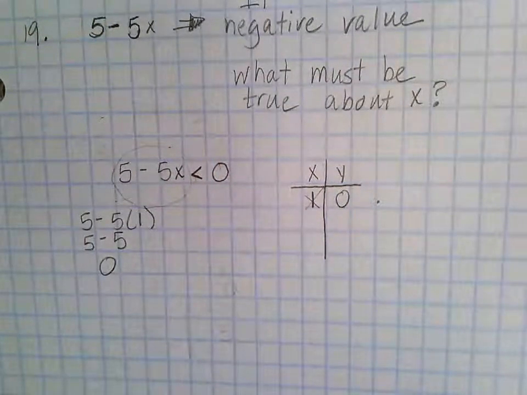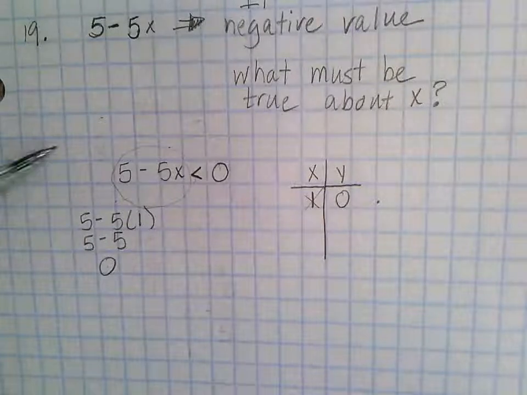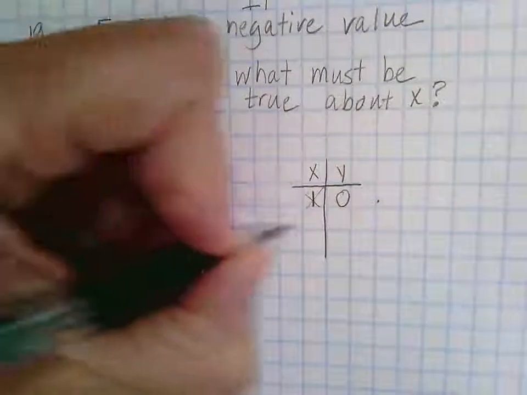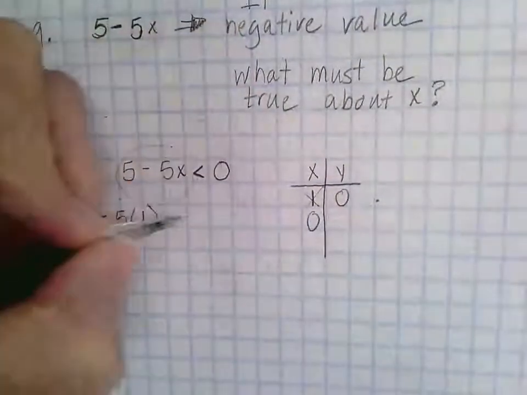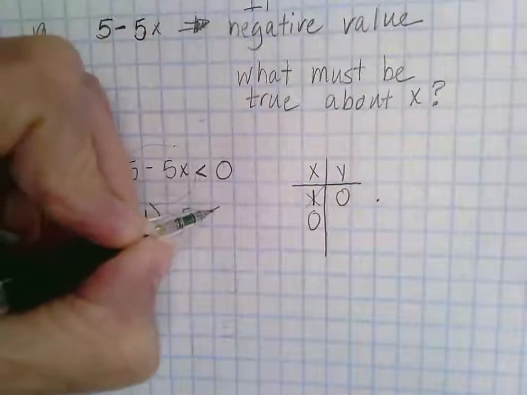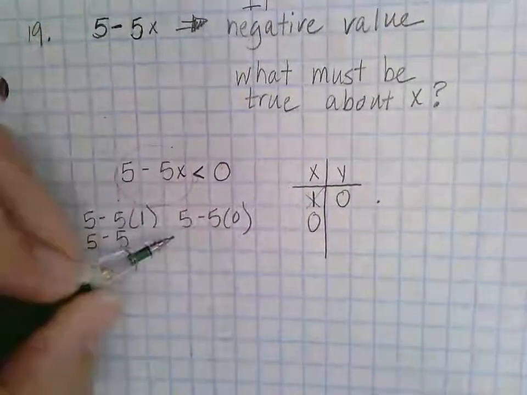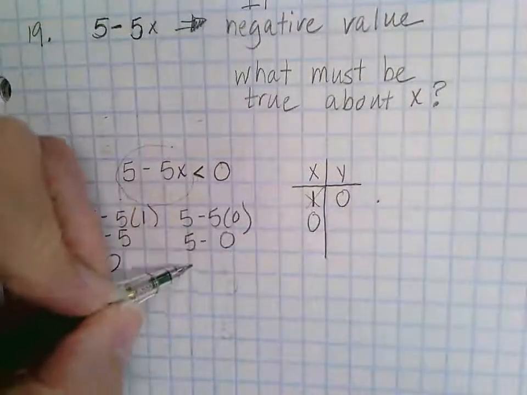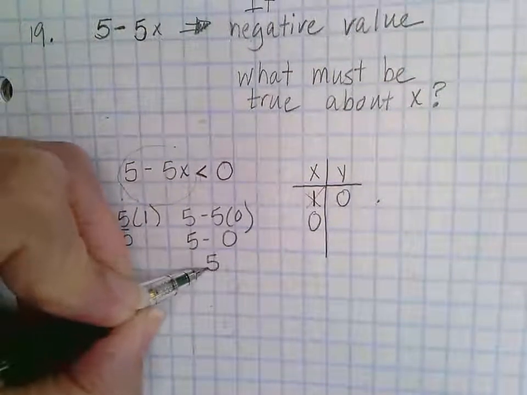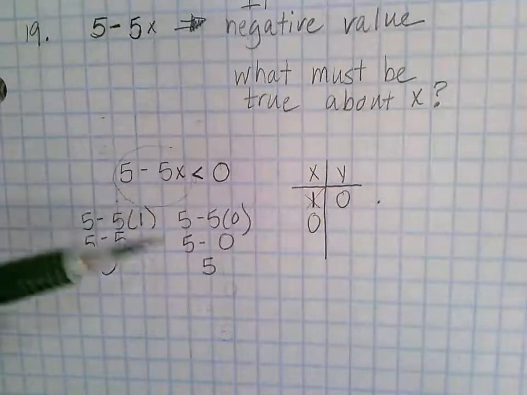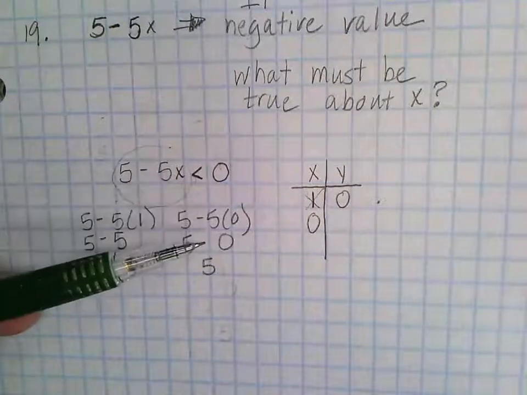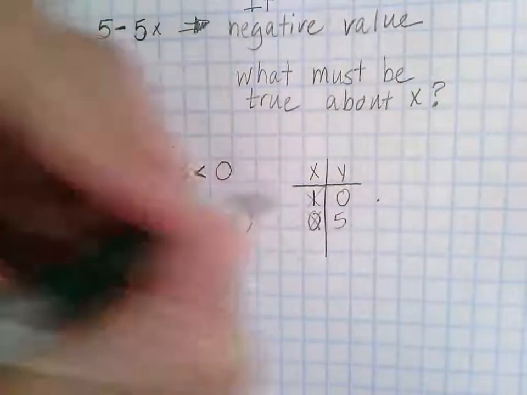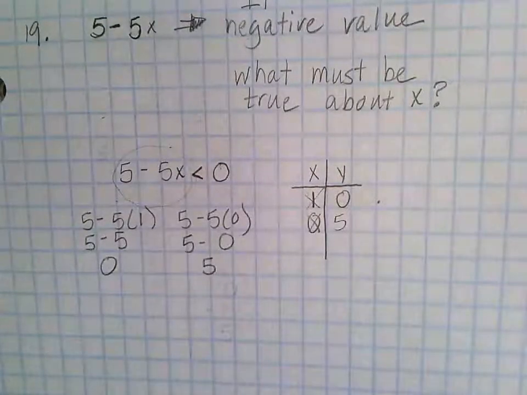Let's try another one that's simple. Let's try x being 0. If I have 5 minus 5 times 0, I'm going to get 5 minus 0, which leaves me with 5. 5 is not less than 0. So putting 0 in will not work.